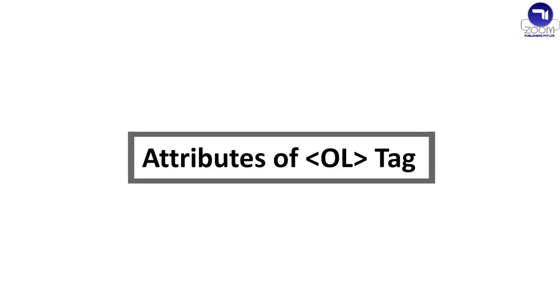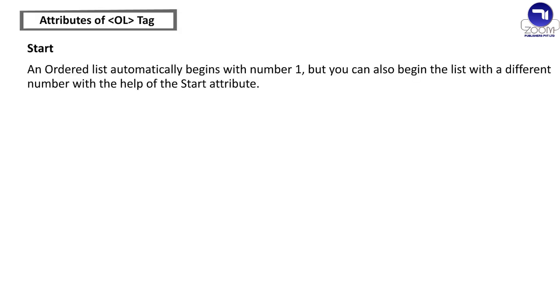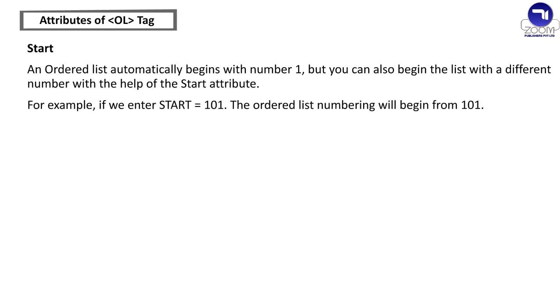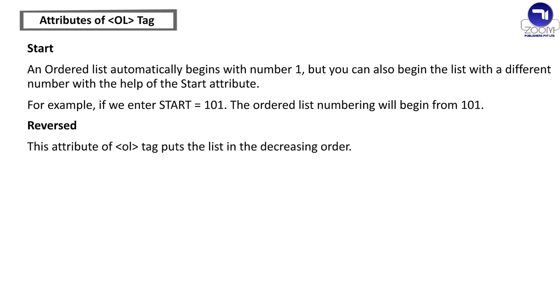Attributes of OL tag. Start. An ordered list automatically begins with number 1, but you can also begin the list with a different number with the help of the start attribute. For example, if we enter start equal to 101, the ordered list numbering will begin from 101. Reversed. This attribute of the OL tag puts the list in decreasing order.